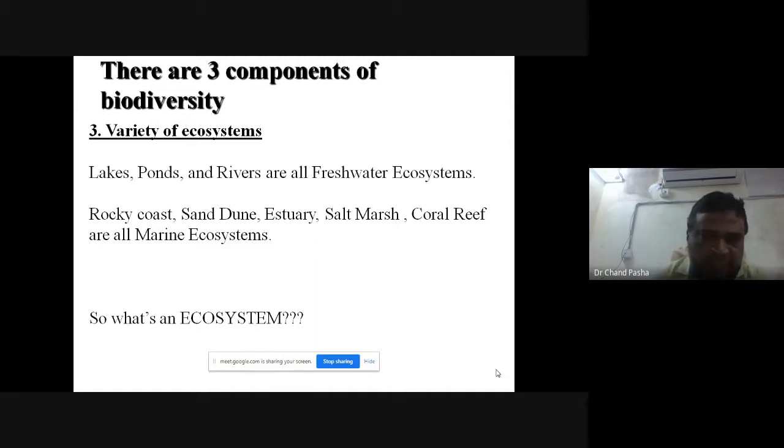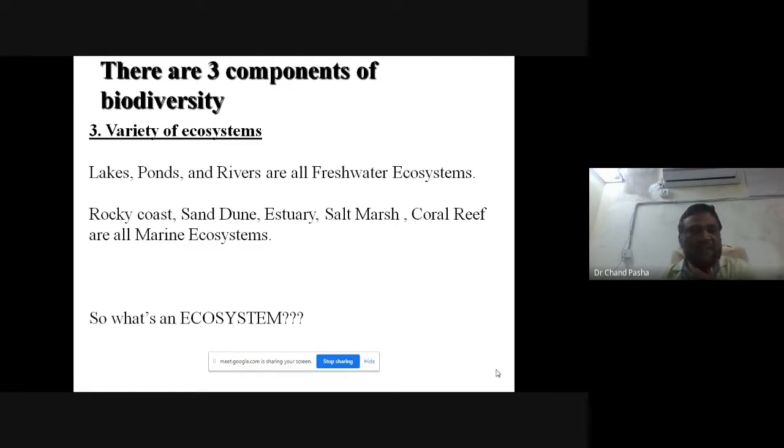So ecosystems here, see, different types of ecosystems are there. Rocky ecosystem, sand dune ecosystem, estuary ecosystem. Estuary is the area where the fresh water from the rivers mixes with the oceans. It is a connecting point between the fresh water and the marine water system, and salt marshes, coral reefs, and all these things are ecosystems. And here the freshwater ecosystems are lakes, ponds, rivers, and the remaining are the marine ecosystems.